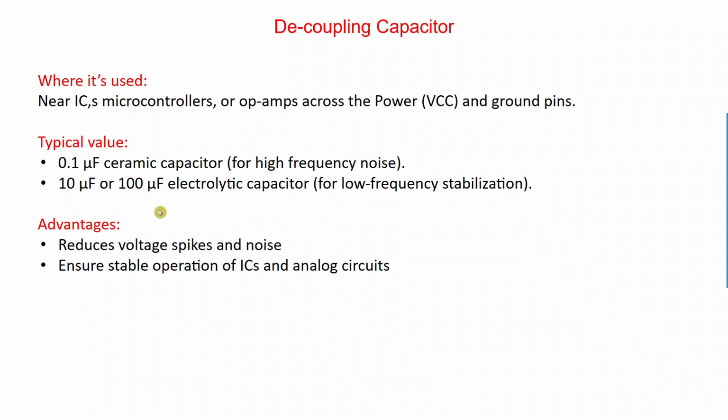What are the advantages of decoupling capacitor? It reduces voltage spikes and noise, and ensures stable operation of ICs and analog circuits.